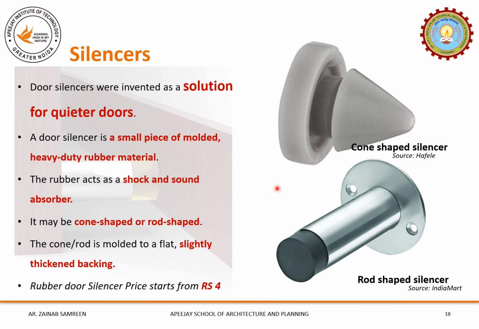The next hardware is the silencer. As the name indicates, silence. Therefore, they are hardwares which are used for quieter doors. It's a small piece of molded heavy duty rubber material, and the rubber acts as a shock and sound absorber. It may be cone shaped or rod shaped. The cone or rod is molded to a flat, slightly thickened backing. Its price starts from 4 rupees.